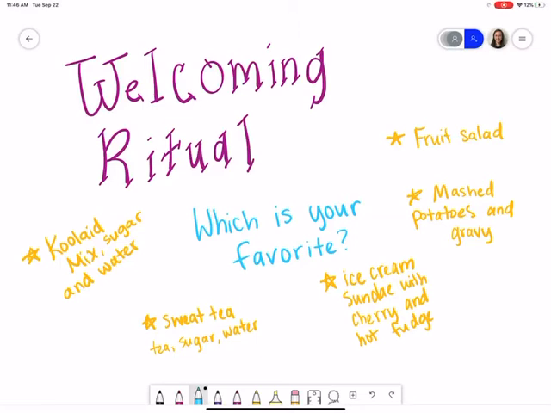And we are going to begin today by going over our welcoming ritual. So I want you to pick which one of these is your favorite, okay? I'm going to go ahead and read through them, and then pause the video and tell someone around you which one of these is your favorite. Is it a fruit salad, mashed potatoes and gravy, ice cream sundae with cherry and hot fudge, sweet tea, which is made of tea, sugar, and water, or Kool-Aid mix, sugar, and water? Which one is your favorite? Go ahead and pause the video and tell someone around you.